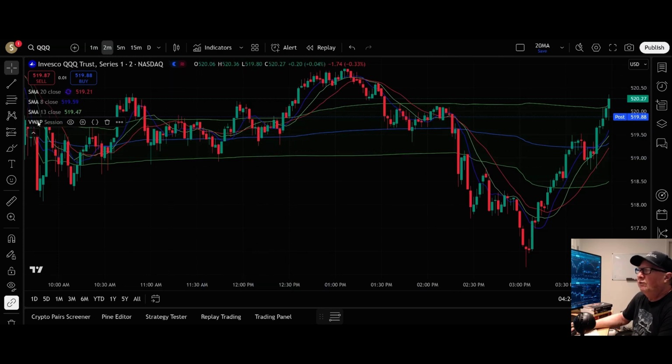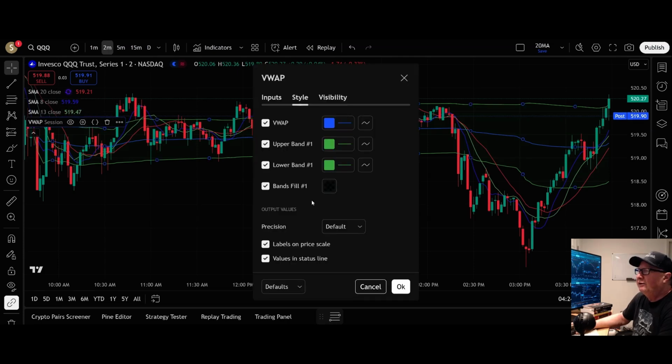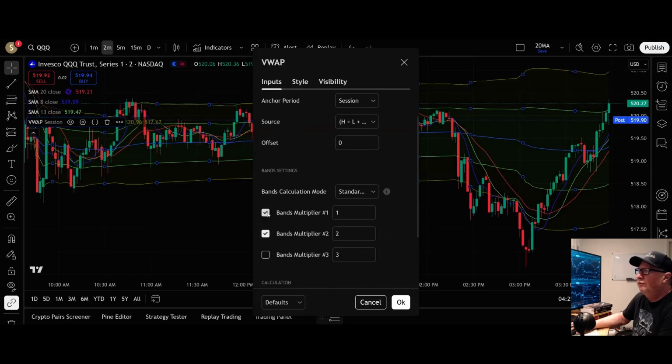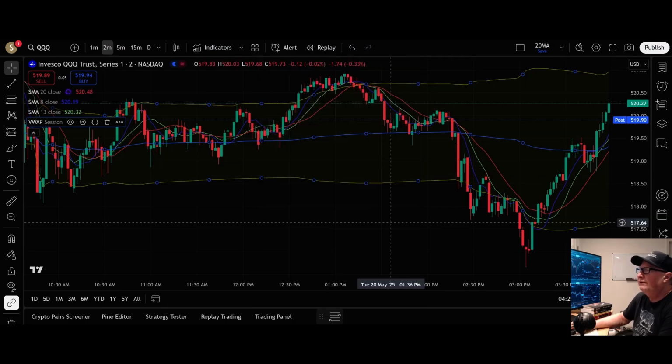And then what you want to do is go to VWAP here under settings and use under inputs two standard deviations. So take off the 1, which is the default, and you want to click 2 again to get 2 standard deviations away from VWAP.